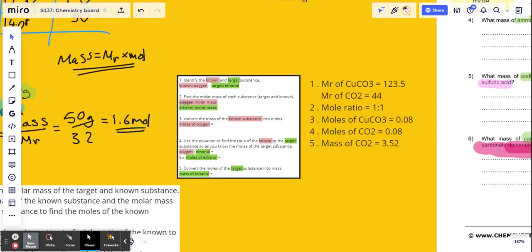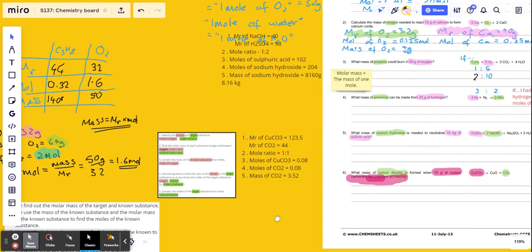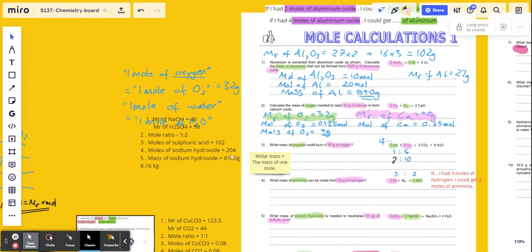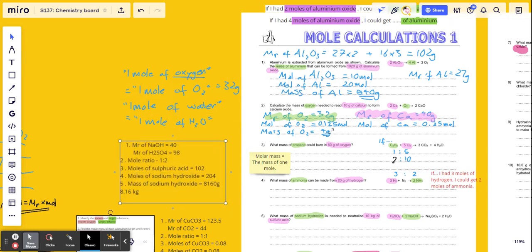We use the equation to find the ratio of the known to target substance, which was 1 to 2. We then use that ratio to work out the moles of the target substance, which was 20. The final step is to use that number of moles along with the molar mass to calculate the actual mass of the target substance. The mass, which we did in a previous video, is moles multiplied by molar mass. So 20 multiplied by 27 is 540.